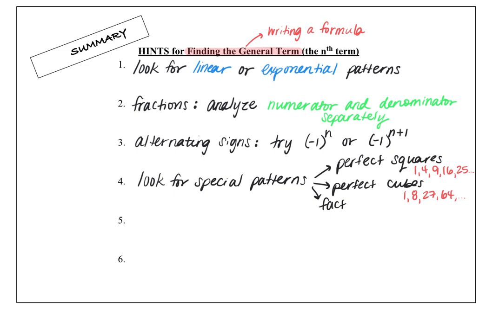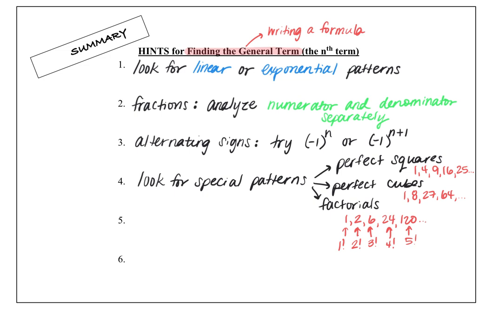And then those special factorial numbers start with 1, and then 1 times 2 is 2, and 1 times 2 times 3 is 6, and 1 times 2 times 3 times 4 is 24. And next we would have 120. So again, remember this 1 was 1 factorial, 2 was 2 factorial, 6 was 3 factorial, 24 was 4 factorial, and 120 was 5 factorial. So those are some special patterns that might help.